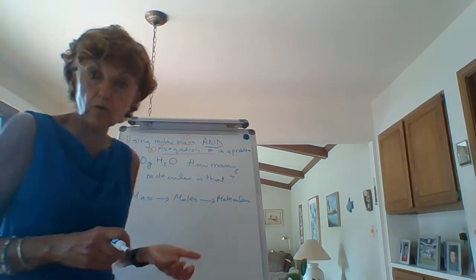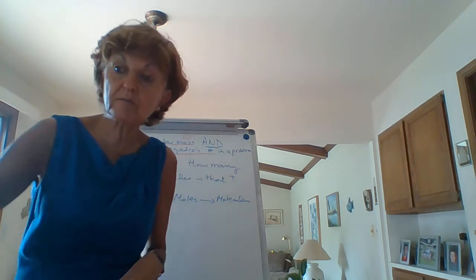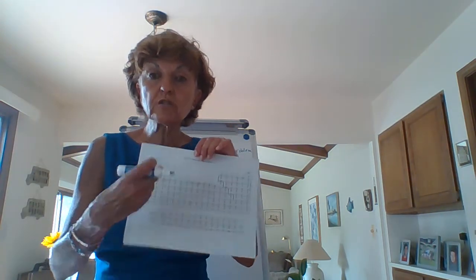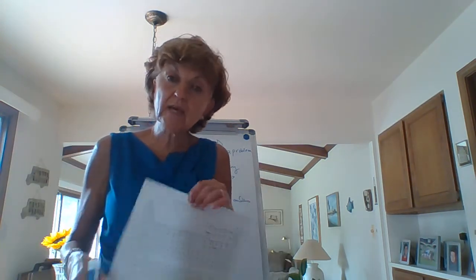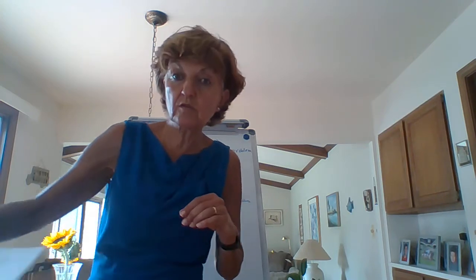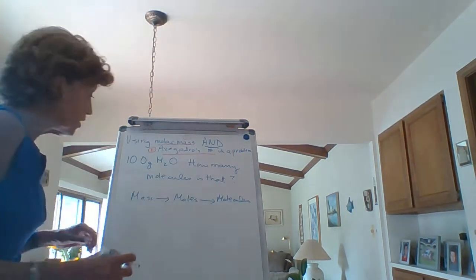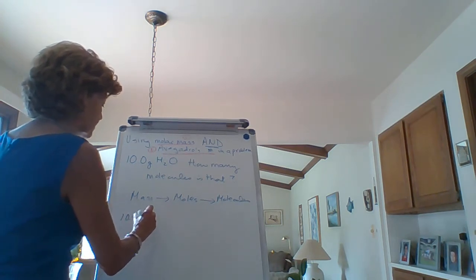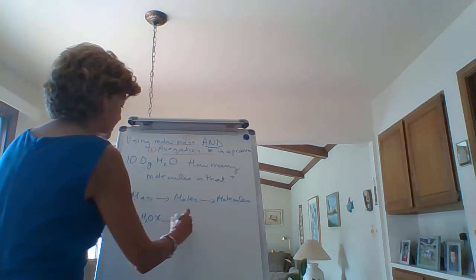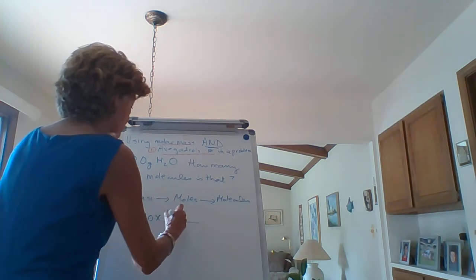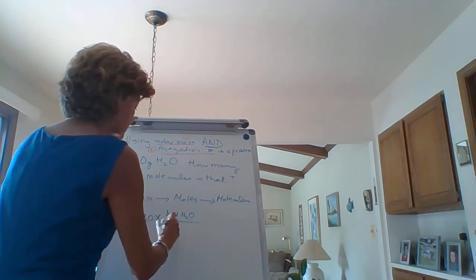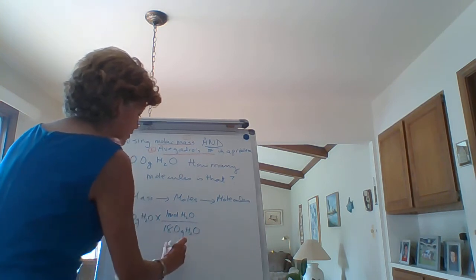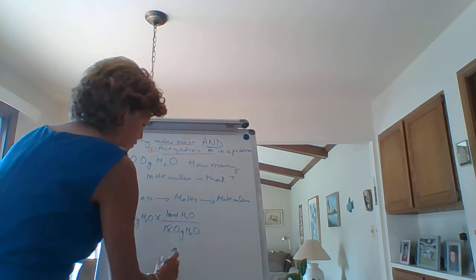We need molar mass. And how do you get molar mass? You go to the periodic table, you add up the two hydrogens and the oxygen, and you get 18.0 grams. So setting up this problem, we've got 10.0 grams of water. The first conversion factor is going to be 1 mole of water is 18.0 grams of water. This conversion factor here, this is molar mass.